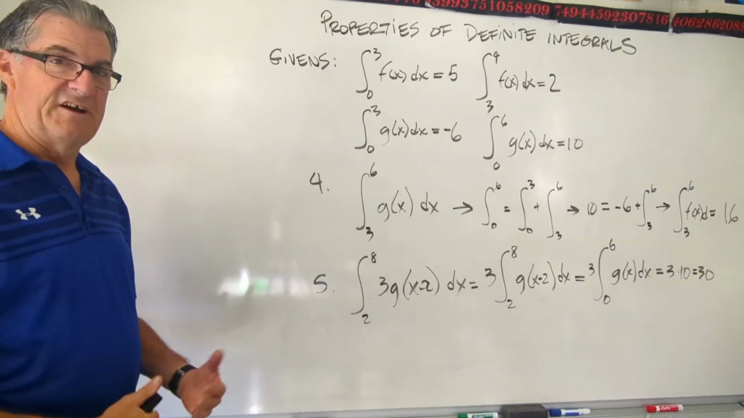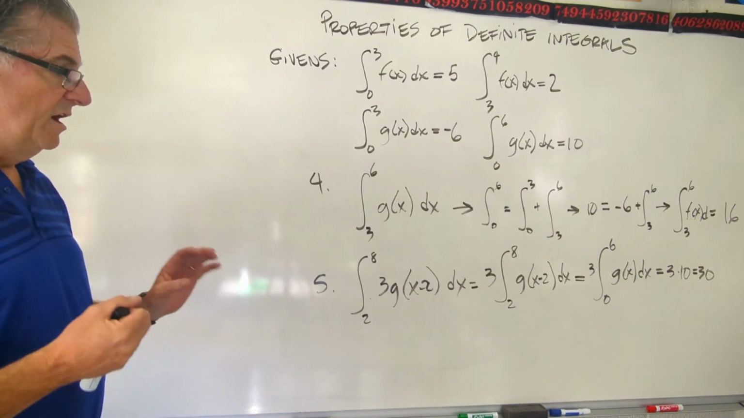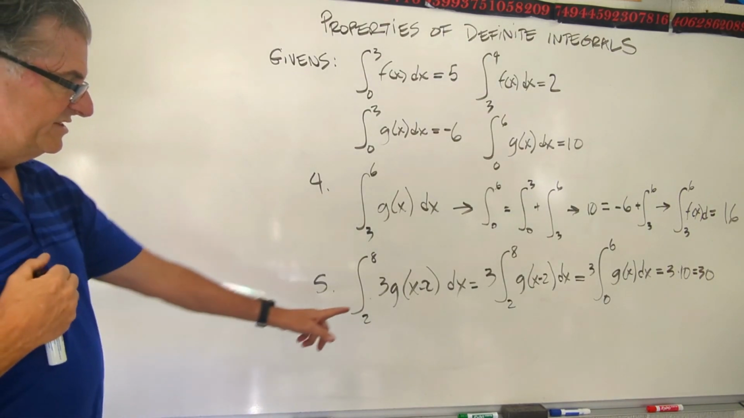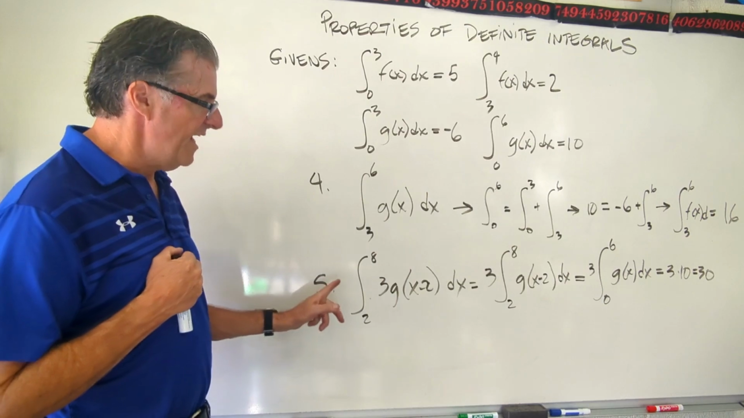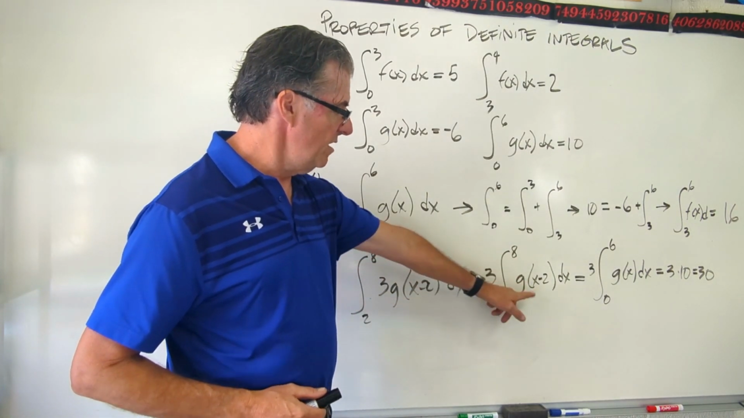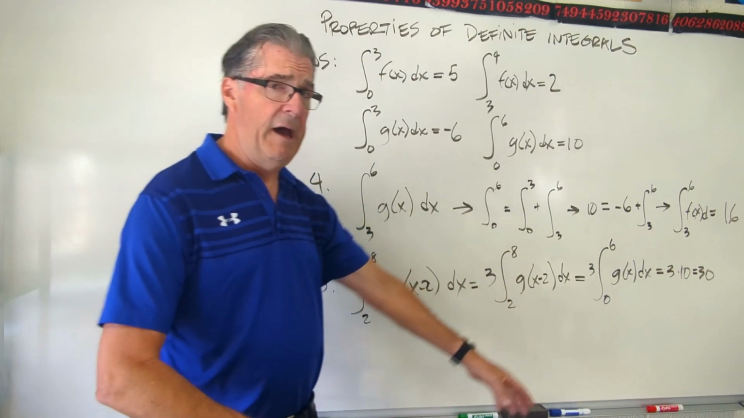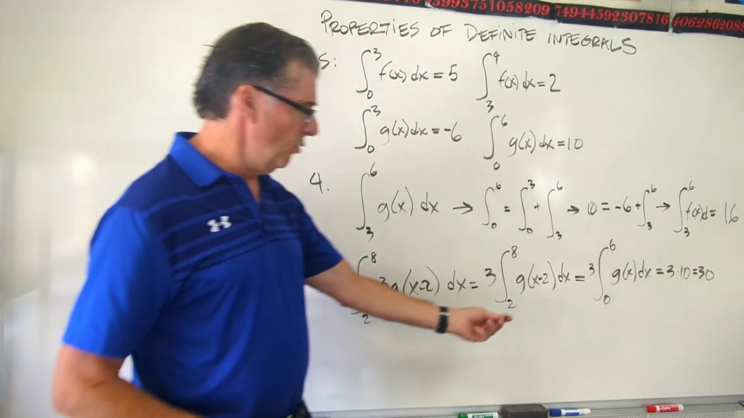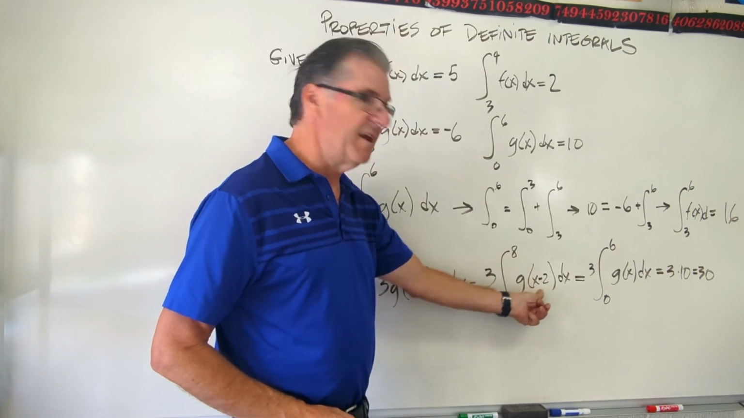Now, this one's even a bit more tricky. Give that a try. All right, here we go. So, first part is easy. I've got my constant. I can pull that out. So now I have 3 times the integral from 2 to 8 of g of x minus 2. And I've got no rules, though, for what to do when I have x minus 2 in there.